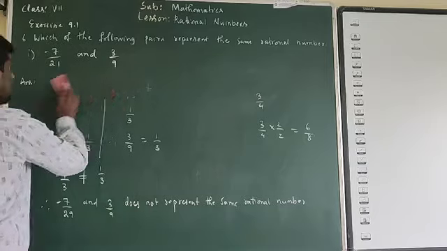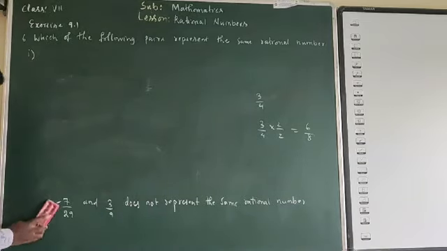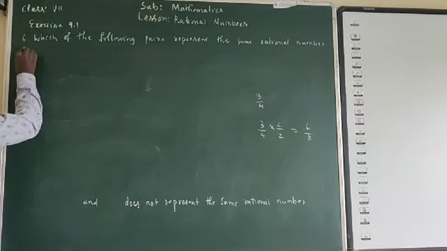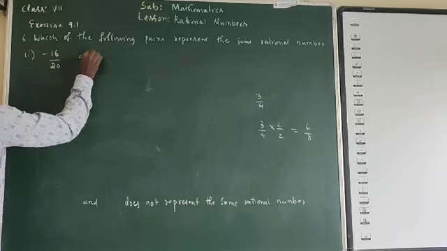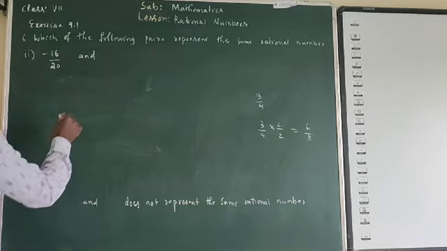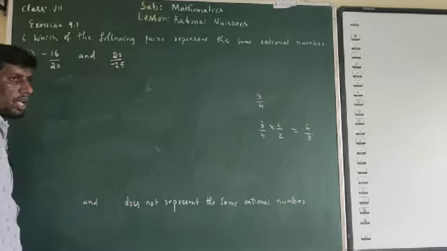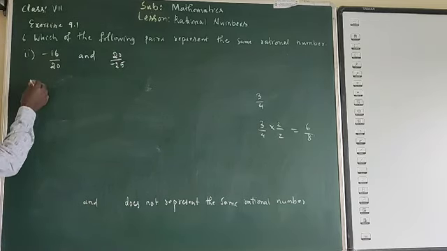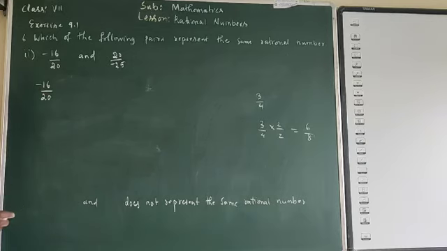The second one is minus 16 by 20 and 20 by minus 25. Okay. So let me take this way first. Minus 16 by 20. Right?